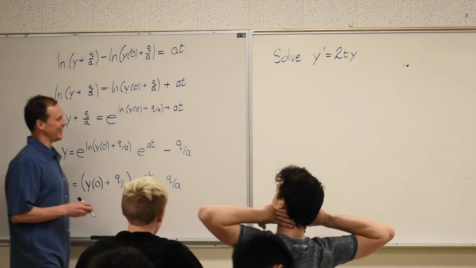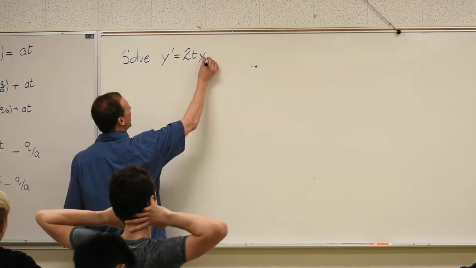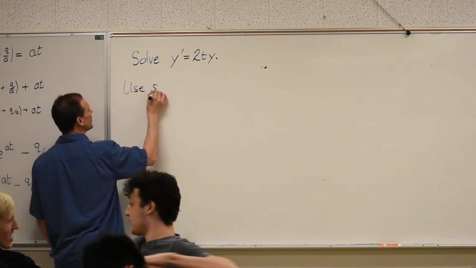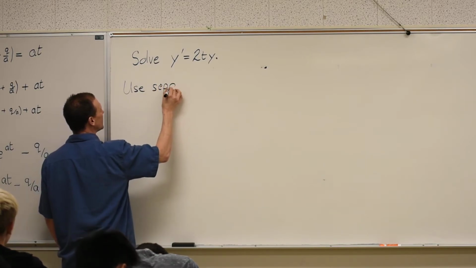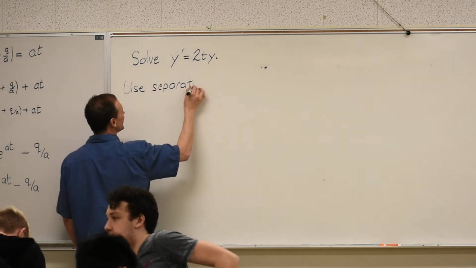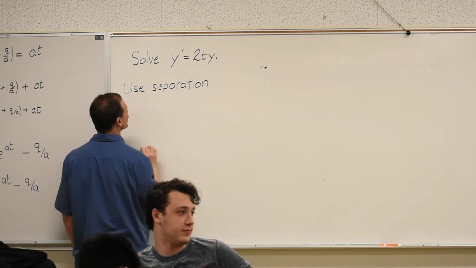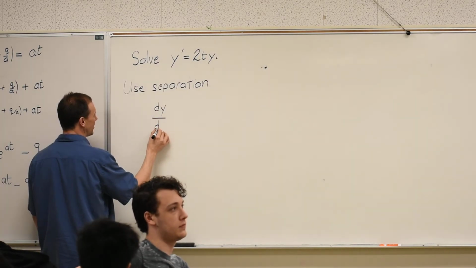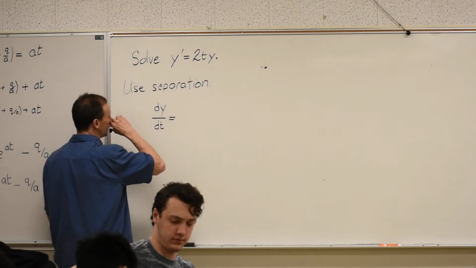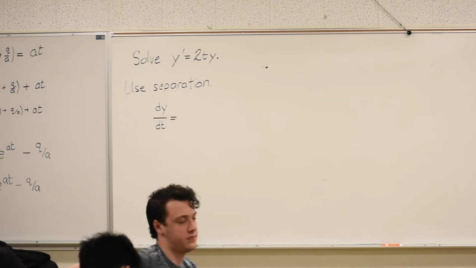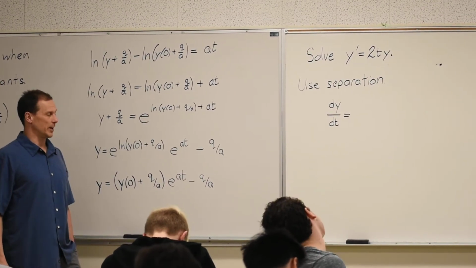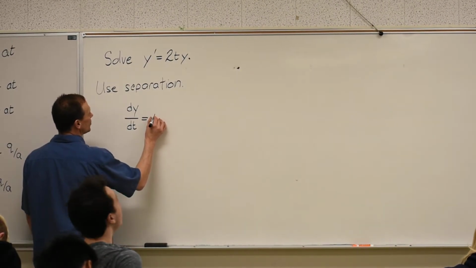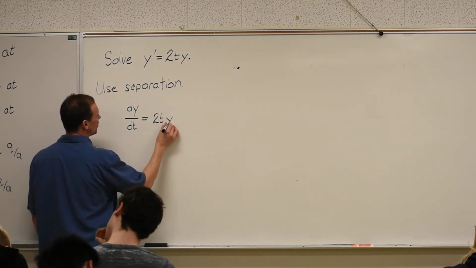Okay. So, the first thing is we're going to solve that, and we're going to use separation. So I'm going to make that note. Use separation. So first, let's start out. And I think this is just a good habit. If you find a faster way, that's fine. But when we get into our next step here today, it really helps to have written this step out. dy/dt equals 2 times t times y.